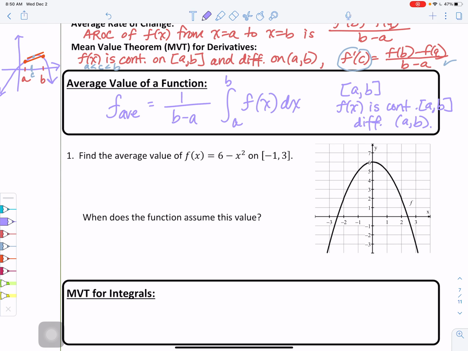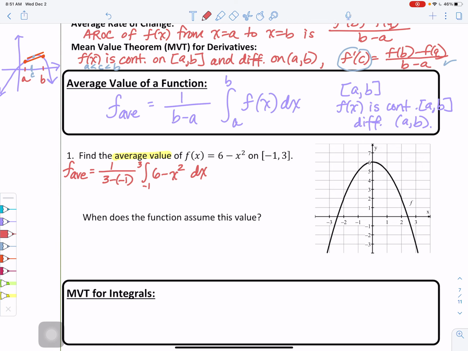Find the average value of f of x equals 6 minus x squared on the interval from -1 to 3. Anytime you see average value, you want fav. These are the magic words. Many students find the average of the values of the endpoints, and that is not correct. Anytime you see average value, write 1 over b minus a, 3 minus -1, times the integral from -1 to 3 of 6 minus x squared dx.